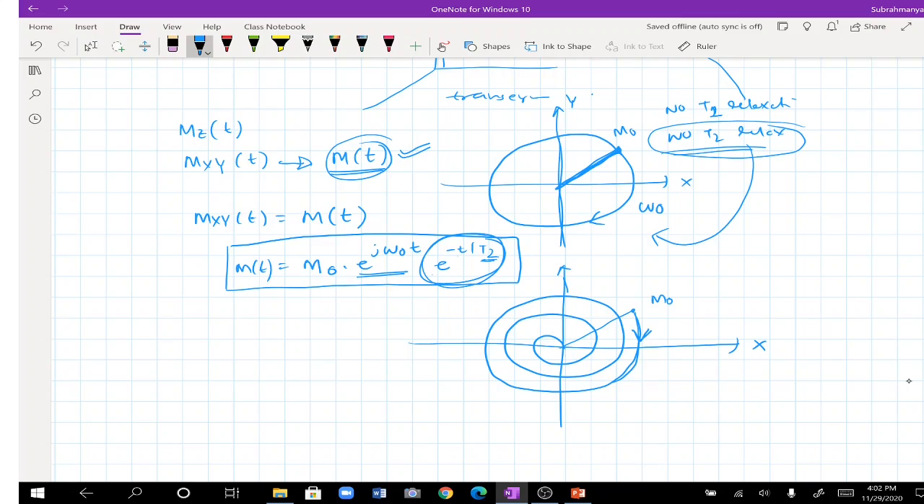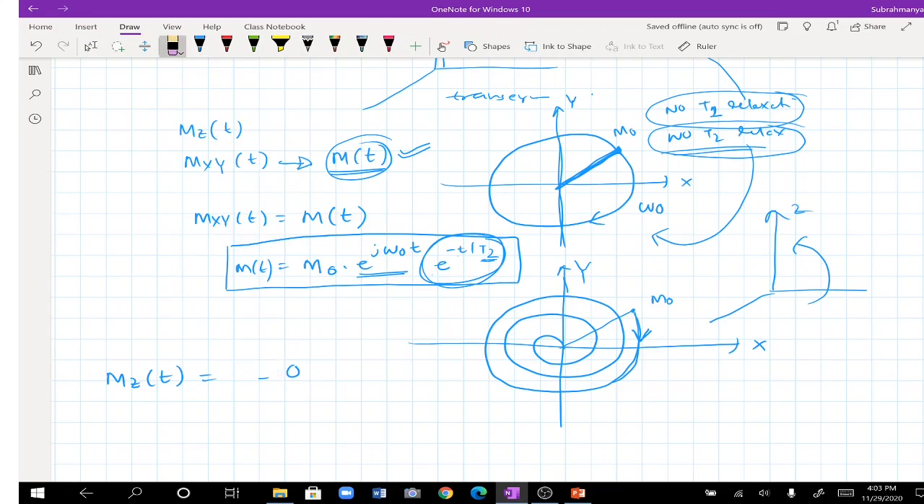Okay, then let's also write the expression for the magnetic field along the z direction. What would happen to that? Say you consider a case where you tipped it completely to the xy plane. Then, because of this T1 relaxation, this would be brought back to the z axis.